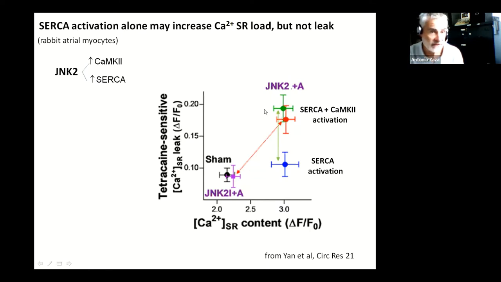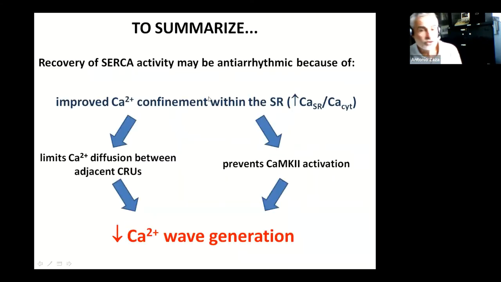This would be prevented by an increased calcium compartmentation, because calcium wouldn't be as abundant in the cytosol, and therefore CaMKII activation might be reduced. The conclusion we draw from all this evidence is that a recovery of SERCA activity may be antiarrhythmic because it improves calcium confinement within the sarcoplasmic reticulum, which means increasing calcium in the SR at the expense of calcium in the cytosol. And this leads to a limitation of calcium diffusion between adjacent calcium release units. Then this prevents calcium waves and may also prevent CaMKII activation, which has a strong effect on ryanodine receptor open probability. The two things together probably concur to reduce calcium wave generation.